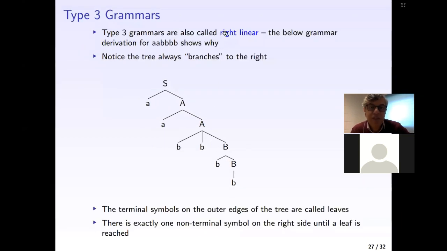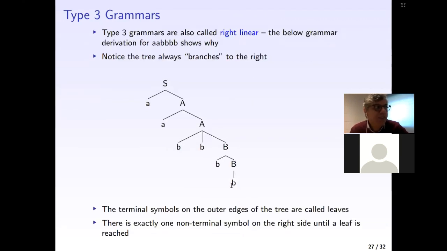Okay. Inside the tree, as you can see, it is kind of right linear. We tend toward the right side of the nodes of the tree. Notice the tree always branches to the right. Okay, the terminal symbols on the right edge of the tree are called the leaves, and there is exactly one non-terminal symbol on the right side until the end, so you'll have one single terminal in here.